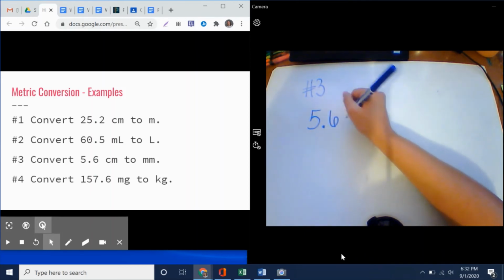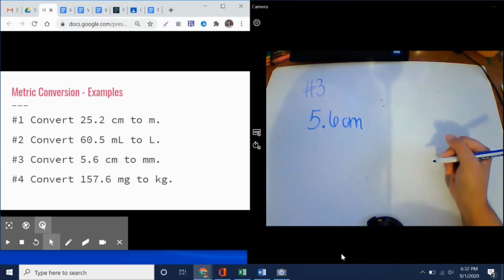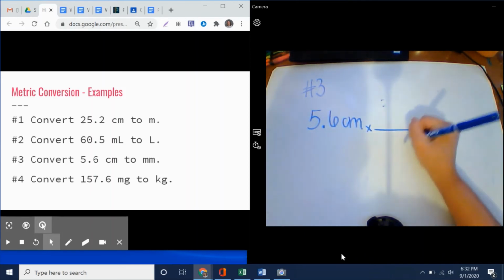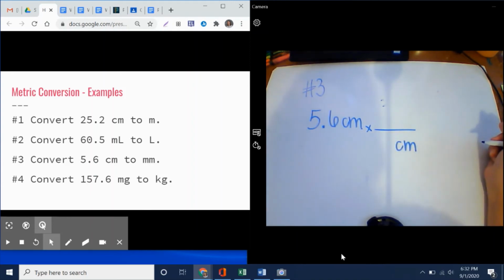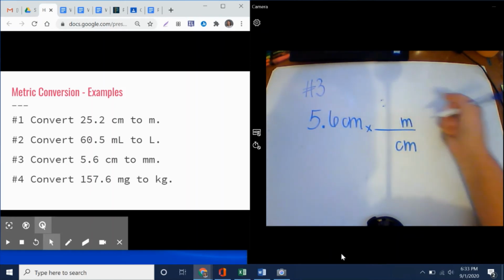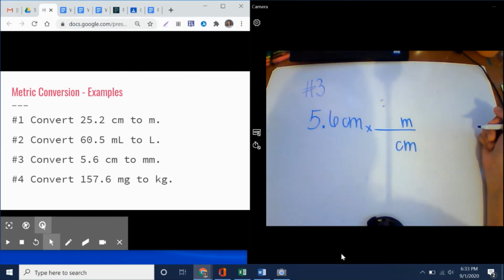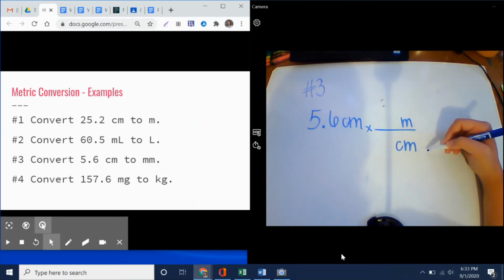We'll do 5.6 centimeters. And remember, we don't want centimeters, so we're going to multiply by a factor and put centimeters on the bottom. So we're not going to go straight from centimeters to millimeters. We can go from centimeters to our base unit of meters. We can ask ourselves, well, how do I go from centimeters to meters? When I think of centi, what do I think of? Well, that would be 100. And we can ask ourselves, where would this go in this factor?